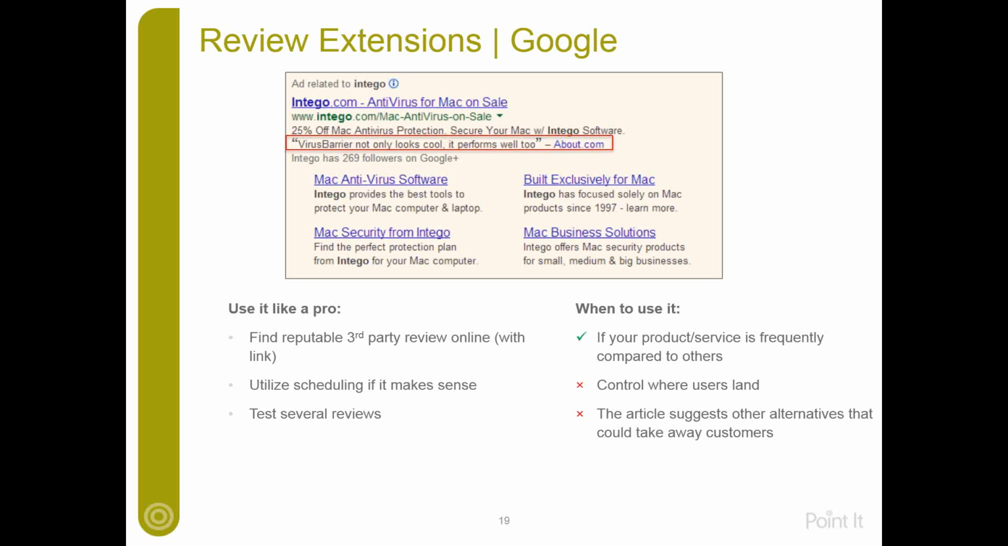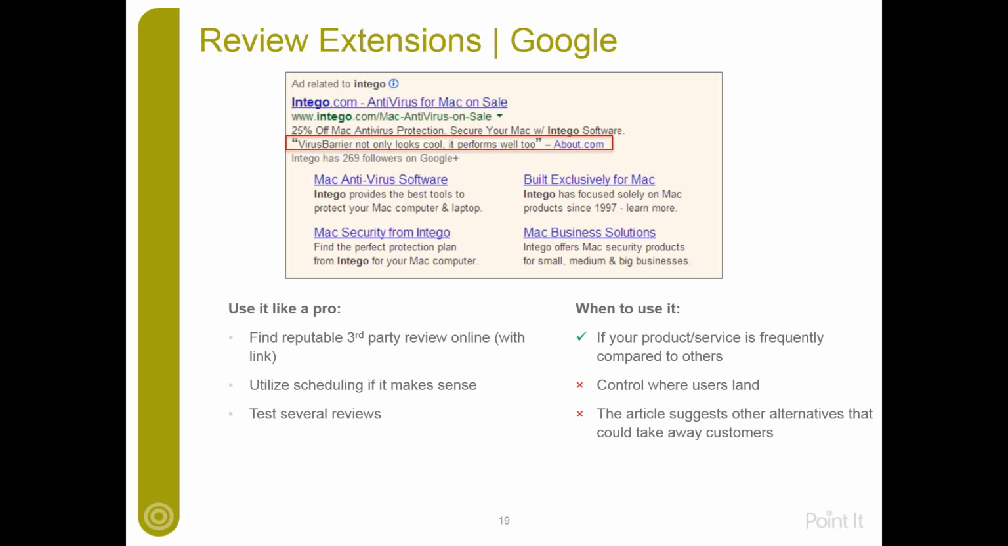To use review extensions like a pro, first, you can schedule your reviews if it makes sense. For example, a business that specializes in 24-hour delivery services may schedule a third-party review that highlights their speedy services during late hours. Also, it is recommended to test several variations of reviews and endorsements if available.